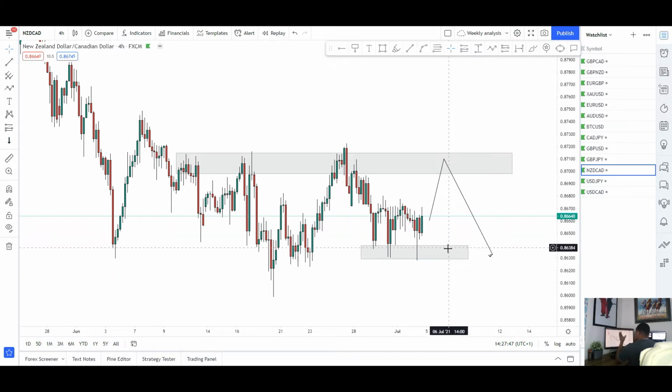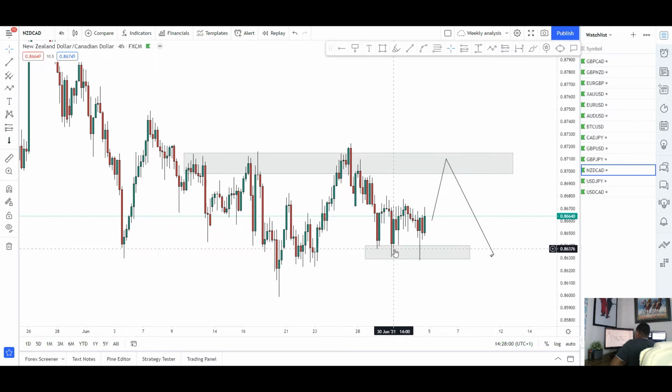So again, NZD CAD probably not the most attractive pair to trade next week, but we could maybe see some nice opportunities of buying at support and selling at resistance, and just taking advantage of that range if it was to form. But for now, it does look like the market is rejecting this area, and we could be seeing another drive into that resistance.